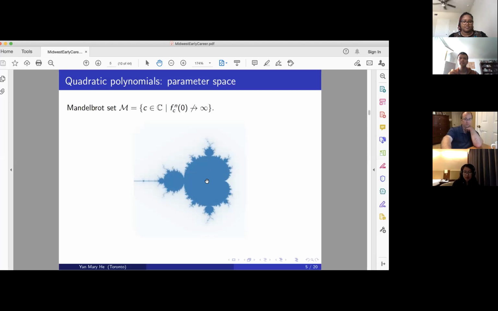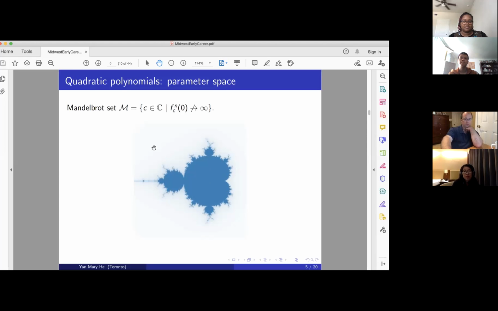So if we pick a parameter inside the Mandelbrot set, then the Julia set is necessarily connected. And if we have a parameter that is outside of the Mandelbrot set, then the Julia set is a Cantor set. So those are the second group of examples we saw earlier.